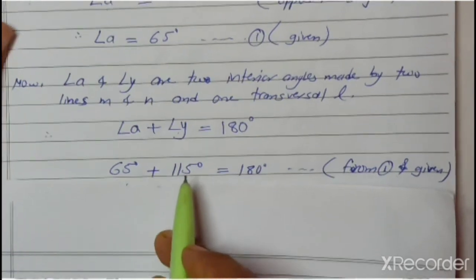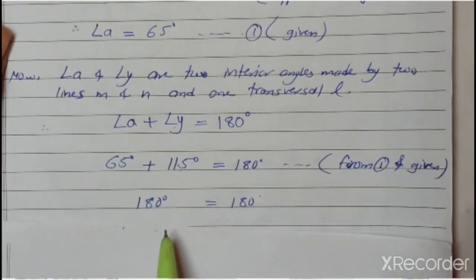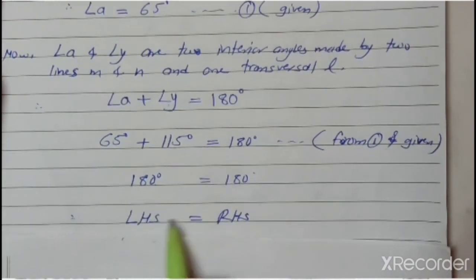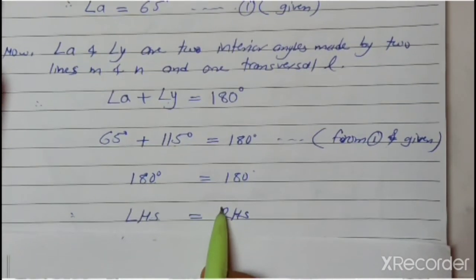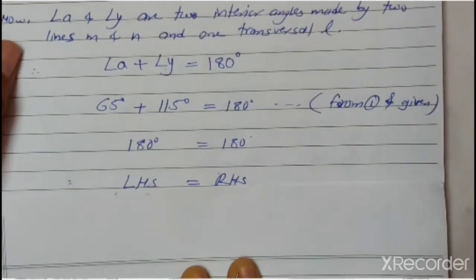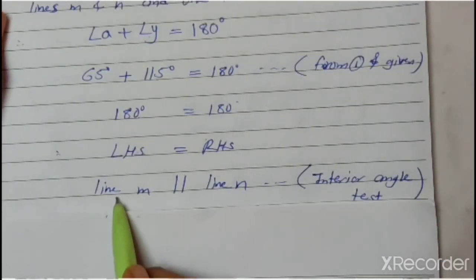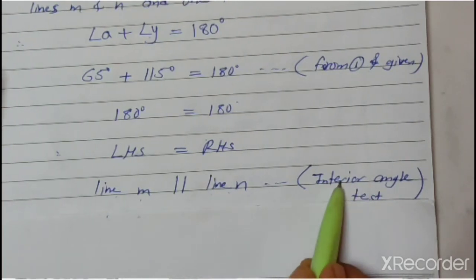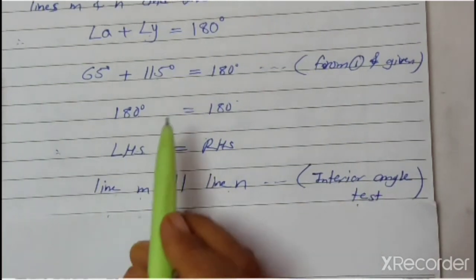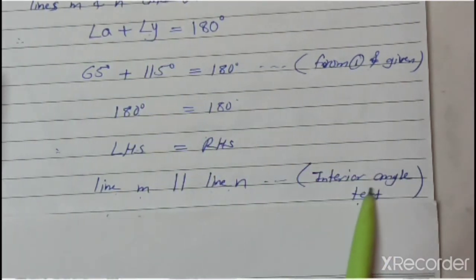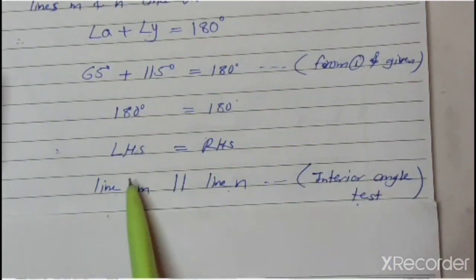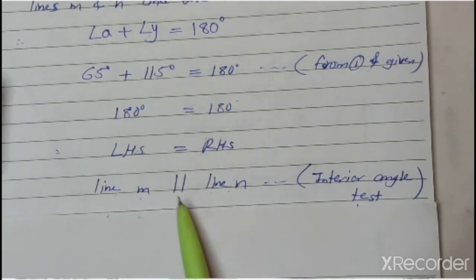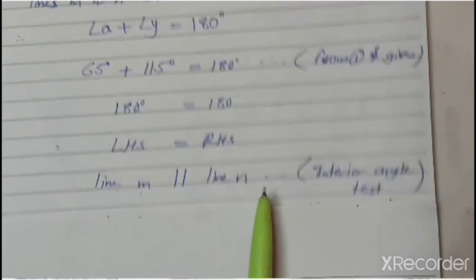The addition of these two measures is equal to 180 degrees. So here LHS is equal to RHS. Both sides are the same, congruent. So if both sides are congruent, you can say this line M is parallel with line N by using the interior angle test, because these two angles are interior angles. By using this test, you can say if these two angles are supplementary, then these two lines are parallel with each other.